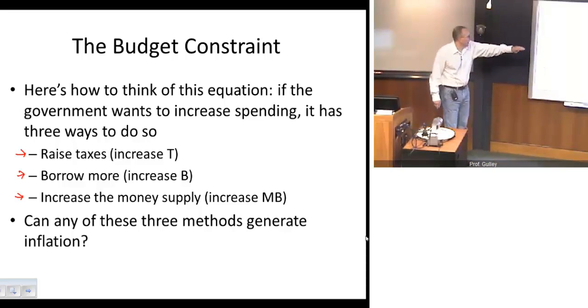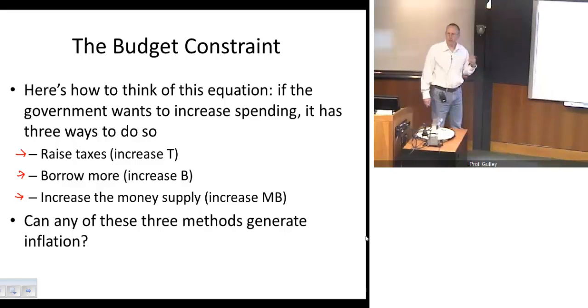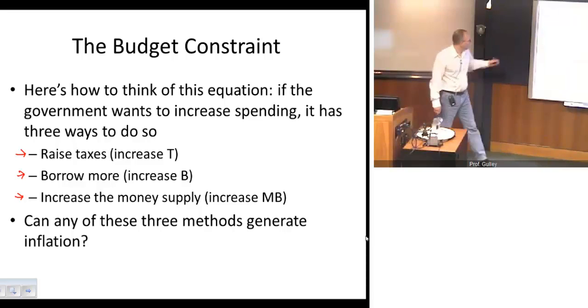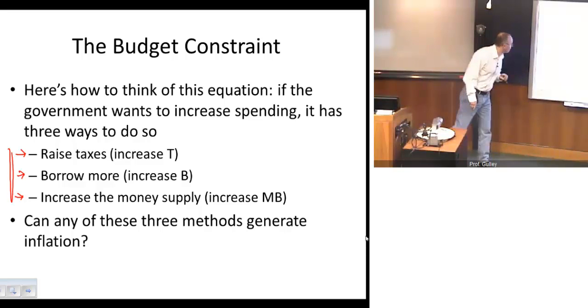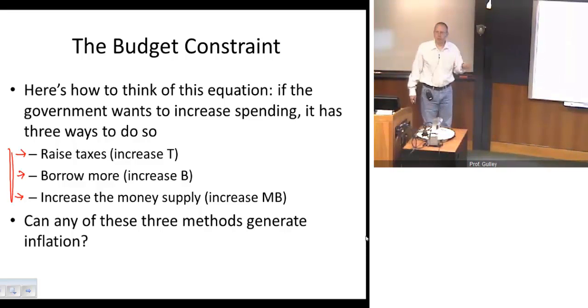So by raising taxes, it'll increase tax revenue. By borrowing more, it'll increase bonds outstanding held by the public. And if it increases the money supply, it'll increase the monetary base. And so what we want to investigate is, can any of these generate inflation? In other words, does it matter how the government finances its spending in terms of how that affects inflation?